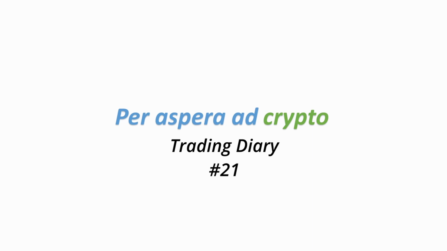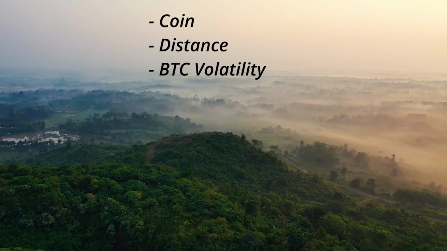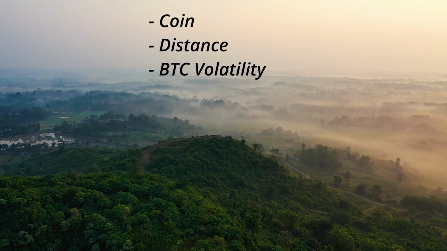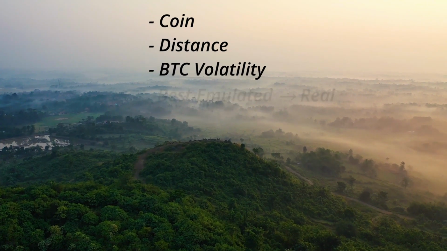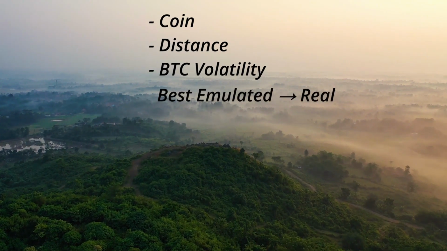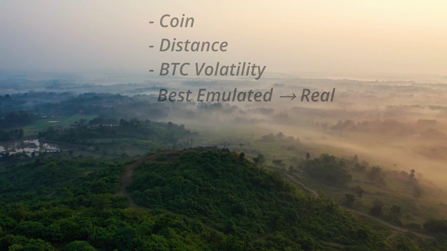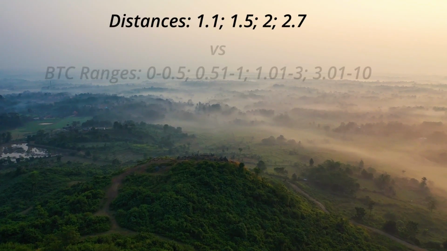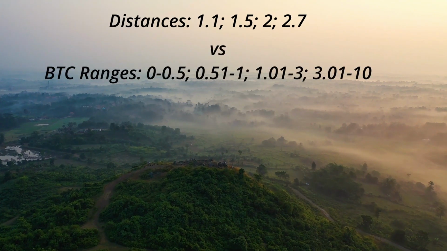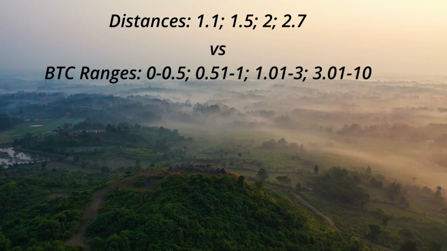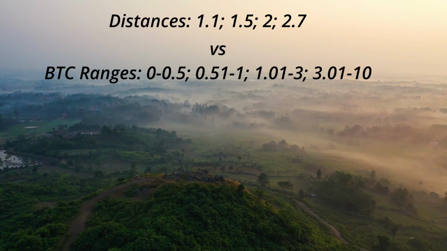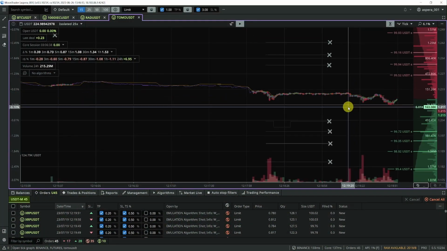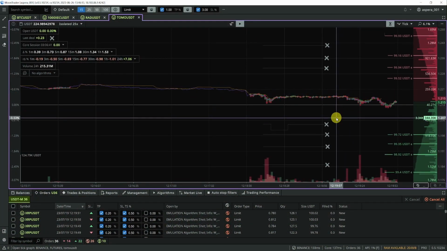Hey everyone! In the previous entry, I decided to set up an experiment to determine the most profitable combination of coin, distance, and Bitcoin volatility for active market shots. To do that, I set up a grid of 4 different distances on both the sell and the buy side, split into separate algorithms across 4 different BTC volatility ranges. And this is what it looked like on a graph.